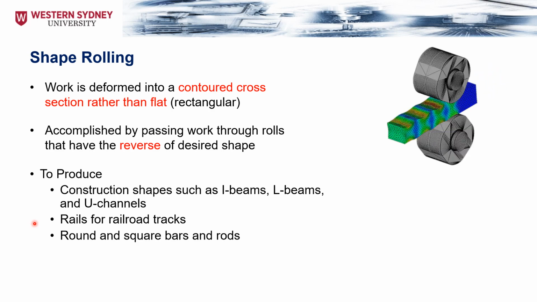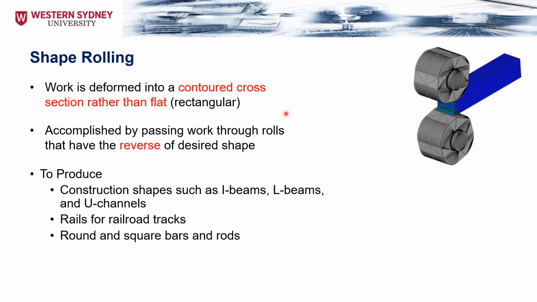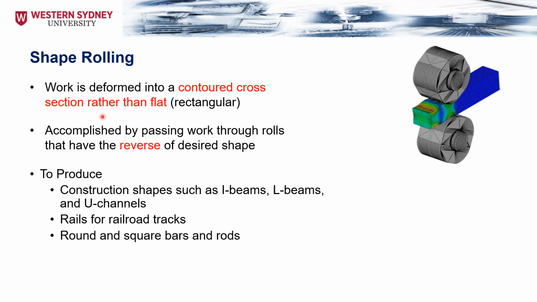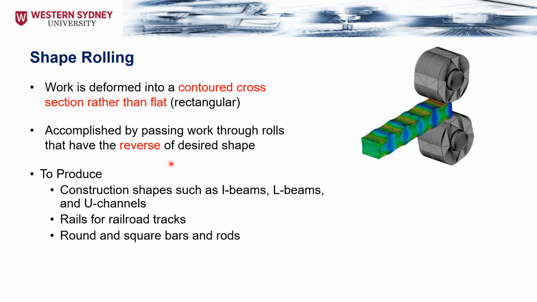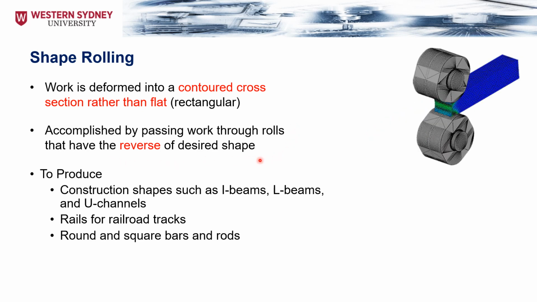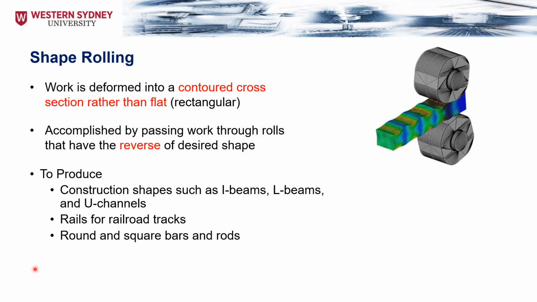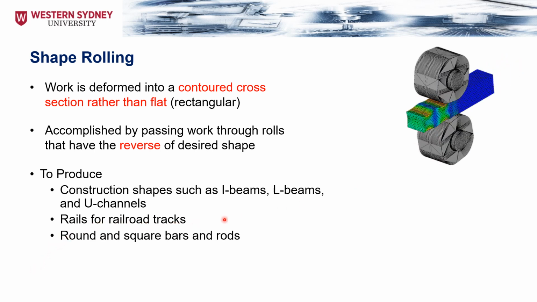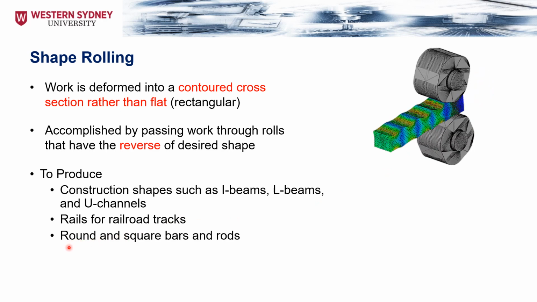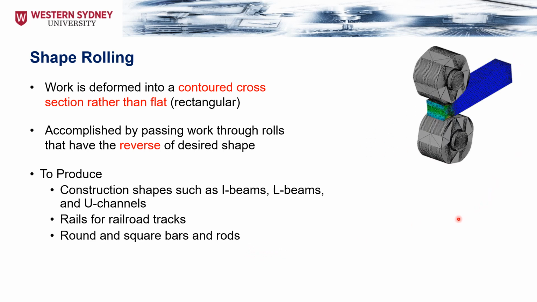The shape rolling is where the work is deformed into a contoured cross-section rather than a flat one, accomplished by passing the work through rolls that have the reverse of the desired shape. This is to produce construction shapes such as the I-beams or the L-beams and the U channels. Rolls for the railroad tracks are made by this process. Round and square bars and rods also can be produced by the shape rolling operation.